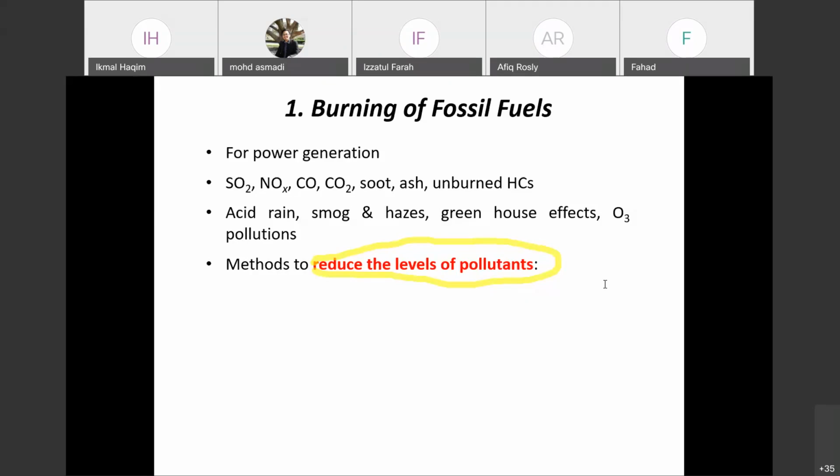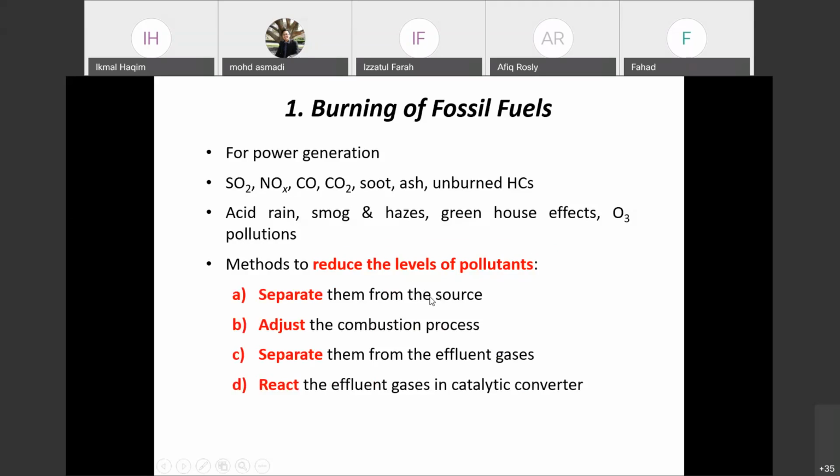Using catalytic converter. So let me share. So avoid open burning, mass treatment before discharge, catalytic converter. This is the method to reduce the level of pollutants. Separate them from the source. Adjust the combustion process. Yes, we can adjust by what is it?